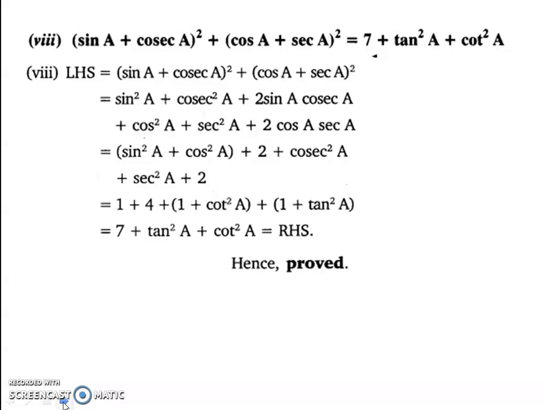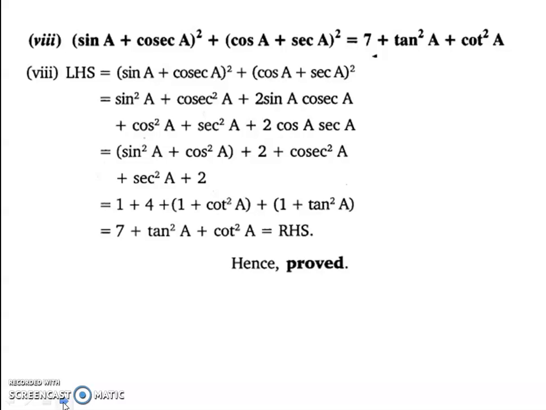The eighth question says (sin A plus cosec A) the whole square plus (cos A plus sec A) the whole square is equal to 7 plus tan square A plus cot square A. Now see the left hand side. Left hand side is in the terms of sin, cosec, cos and sec, and the right hand side is in the terms of tan and cot. Now as usual, we'll take LHS.